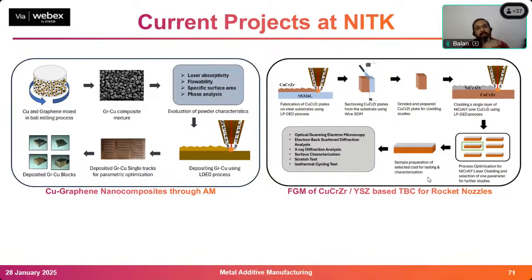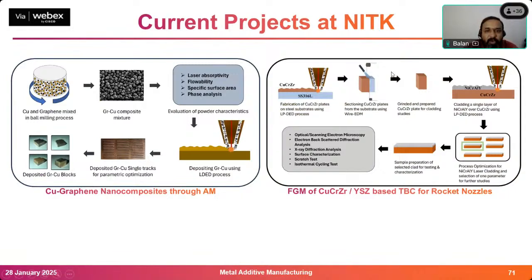Next, we are doing another work where we are making nozzles. The nozzle will be like Inconel, and on top of the Inconel we have copper. Over the copper chromium zirconium we have YSZ, the TBC, for a rocket nozzle. And we are using what I explained, a functionally graded material, FGM, to develop this.